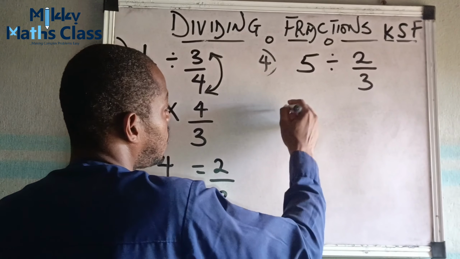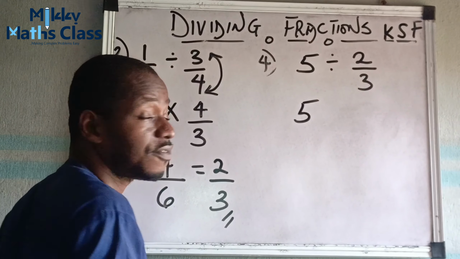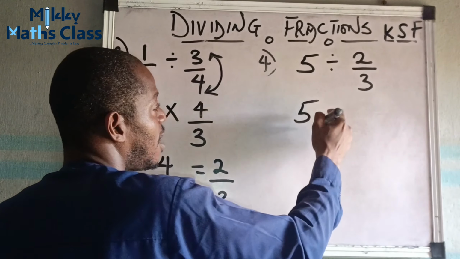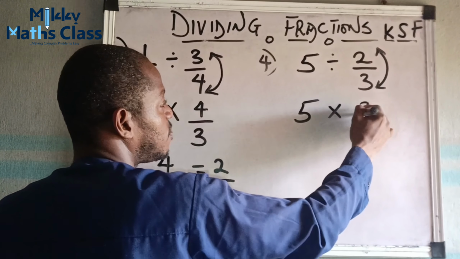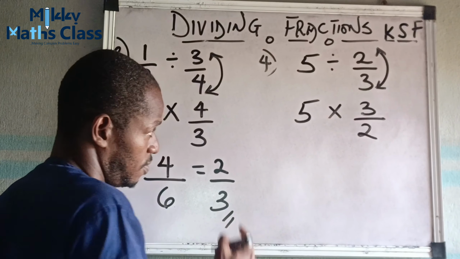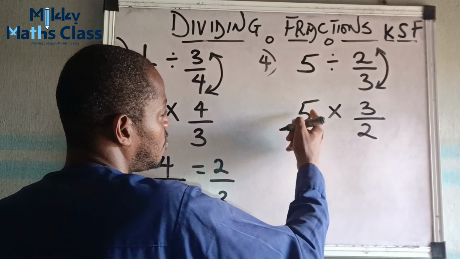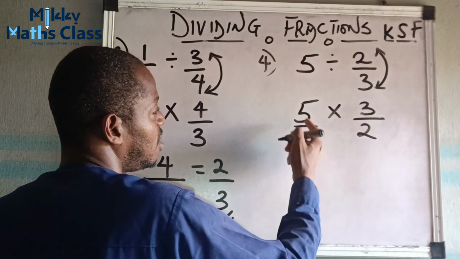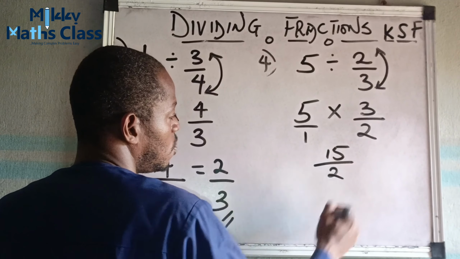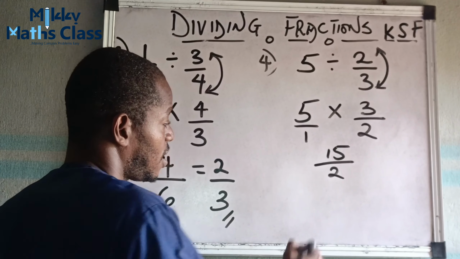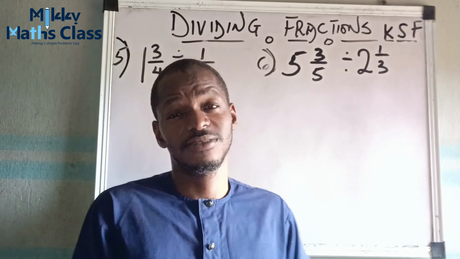Let's look at this one. 5: keep the first number 5, switch the sign to times, then flip the fraction. So this becomes times 3/2. The numerator becomes the denominator and the denominator becomes the numerator. So this is 5 times 3, this is like 5/1. 5 times 3 is 15, 1 times 2 is 2. How many 2 do you see in 15? That's 7, remainder 1/2.